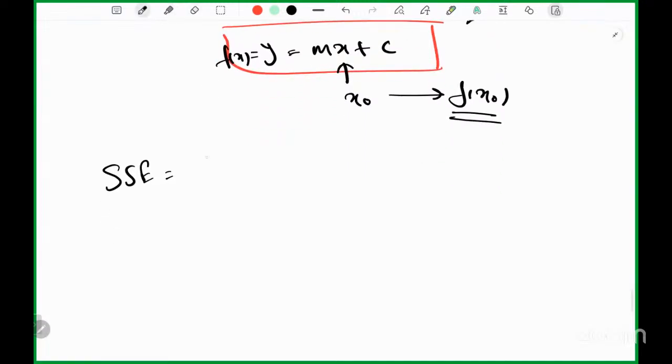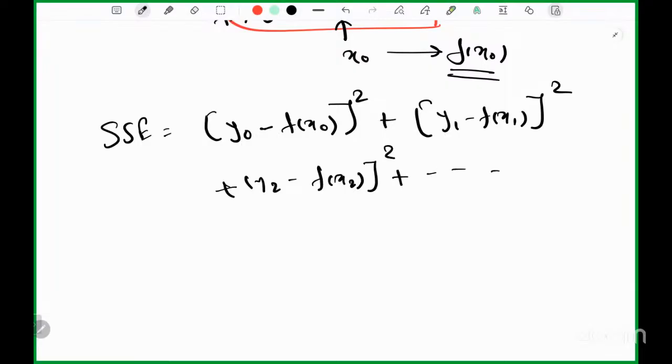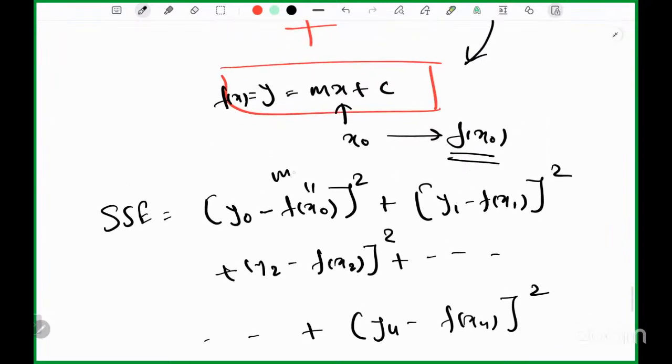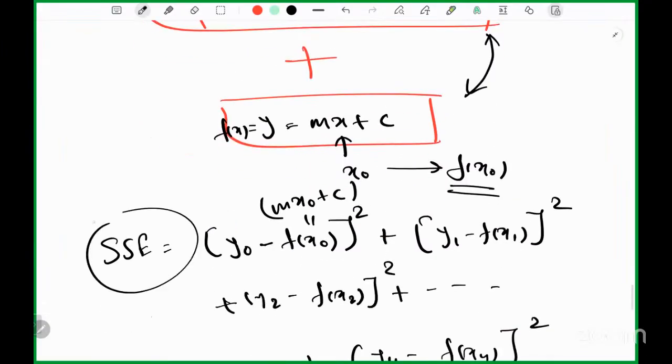Then the square sum error says: first take the original value y0 minus the value you are getting from your expression. First compute the distance, then square it, and then sum with the other quantities, because we have 5 points. So y0 minus f of x0 the whole square, plus y1 minus f of x1 the whole square, plus y2 minus f of x2 the whole square, plus and so on up to the last point, which is y4 minus f of x4 the whole square. And in place of f of x0 you can write mx0 plus c. Just a computation.